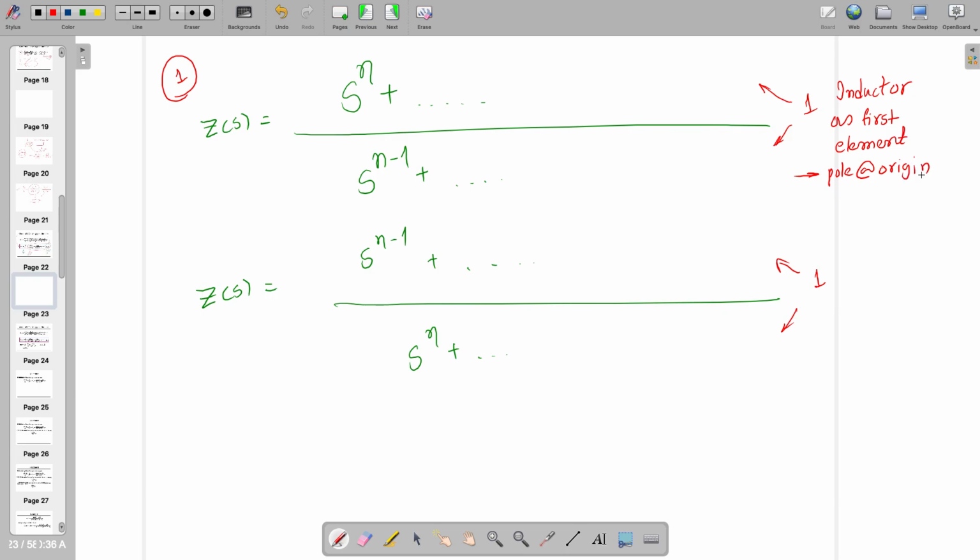Can you see this? Do you find any difficulty in the first part? If no, then the second says that if the numerator has degree n minus 1 and the denominator has degree n, then what will be the first element? In this case, capacitor will be the first element. Rest of the things might be in series or shunt depending on how you are making the partial fraction. And hence we can say that there is a zero at origin.